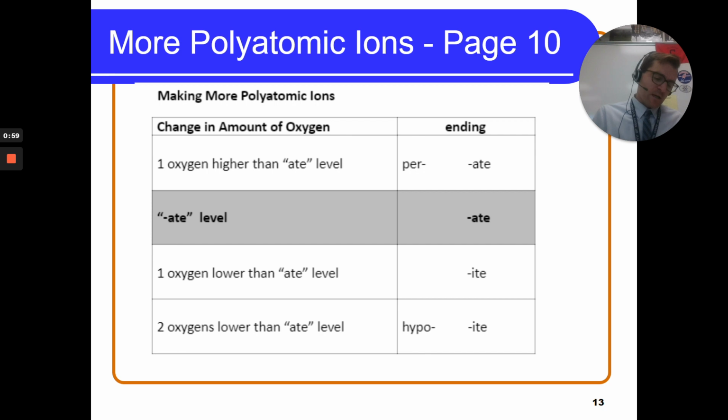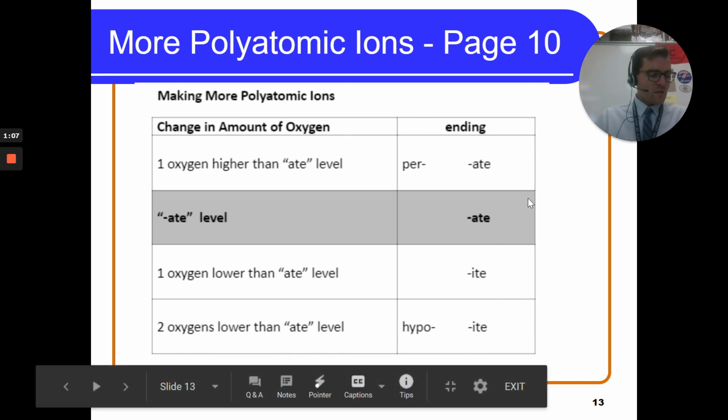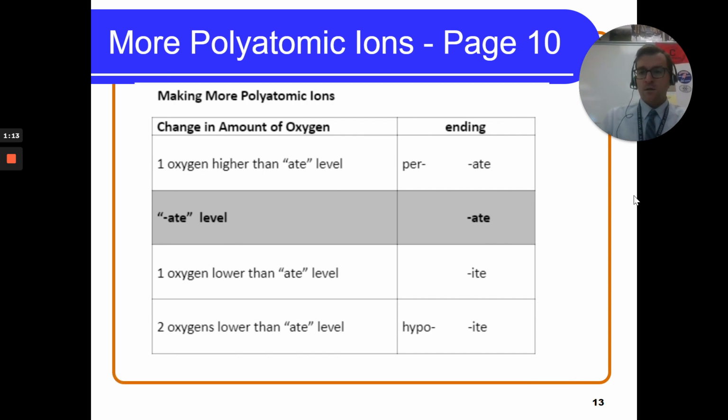When it comes to polyatomic ions, again, we can change the number of oxygen atoms, and that's going to change their name. As we look at this table on page 10, the ones that you're familiar with are the ones that are shaded gray. You're familiar with a number of polyatomic ions that end in ate, like bromate, chlorate, iodate, nitrate, permanganate, although we're not going to apply this to permanganate, carbonate, chromate, sulfate, phosphate. Again, you're familiar with those already. But again, we can change the number of oxygen atoms each one has.